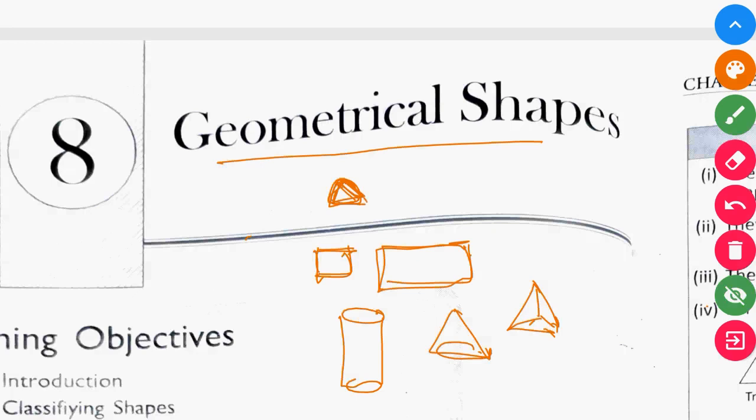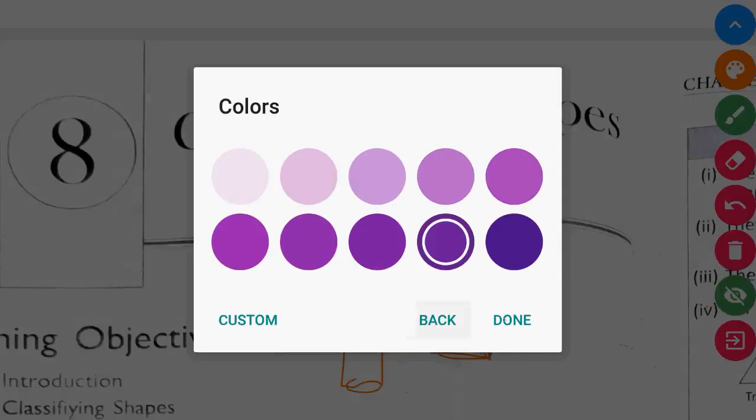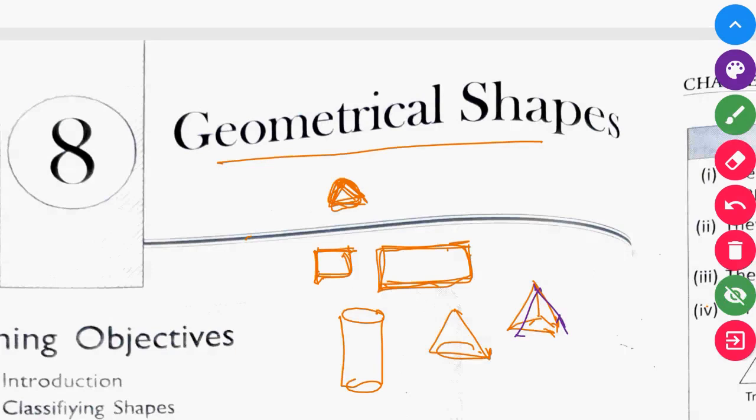Everybody can correlate these shapes with our day-to-day routine life, like our TV screen is rectangular in shape. The handkerchief that we use is square in shape. Then we eat samosa. Everybody loves it. The samosa is of pyramidal shape. The gas cylinder which we have in our home is a cylindrical one.